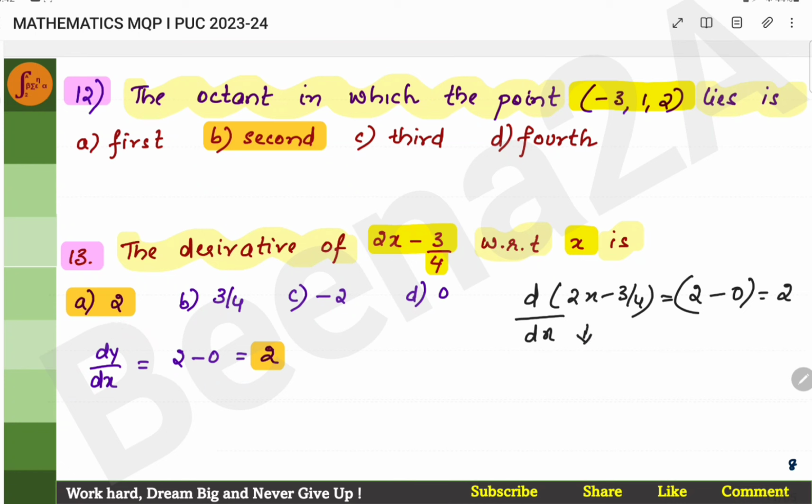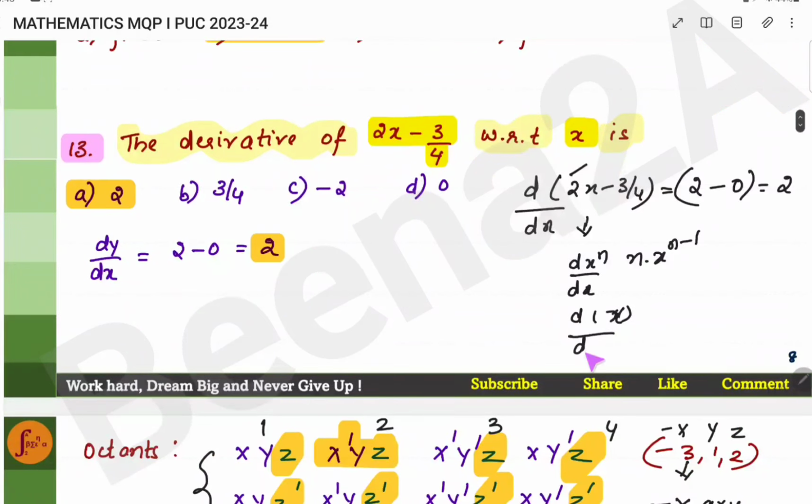How are we going to find the derivative? You have to use this formula: the derivative of x to the power n is n times x to the power n minus 1. So 2 you can copy as is. What is the derivative of x?